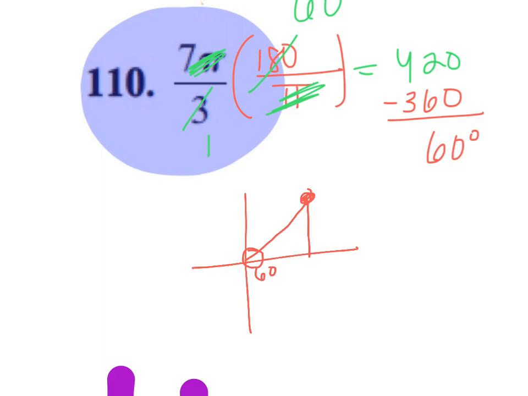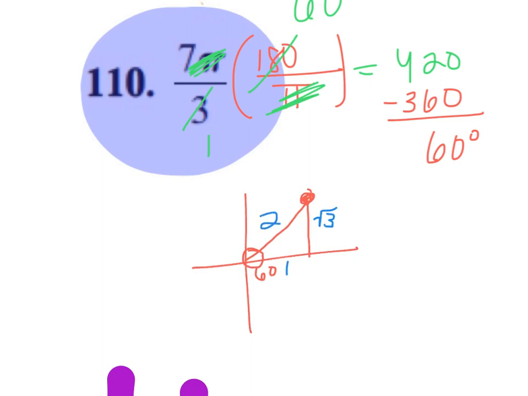Anybody remember the pattern for a 30, 60, 90? Square root of 3 is across from the 60. And then there's a 2 somewhere. The 2 is on the hypotenuse, and then a 1 here.